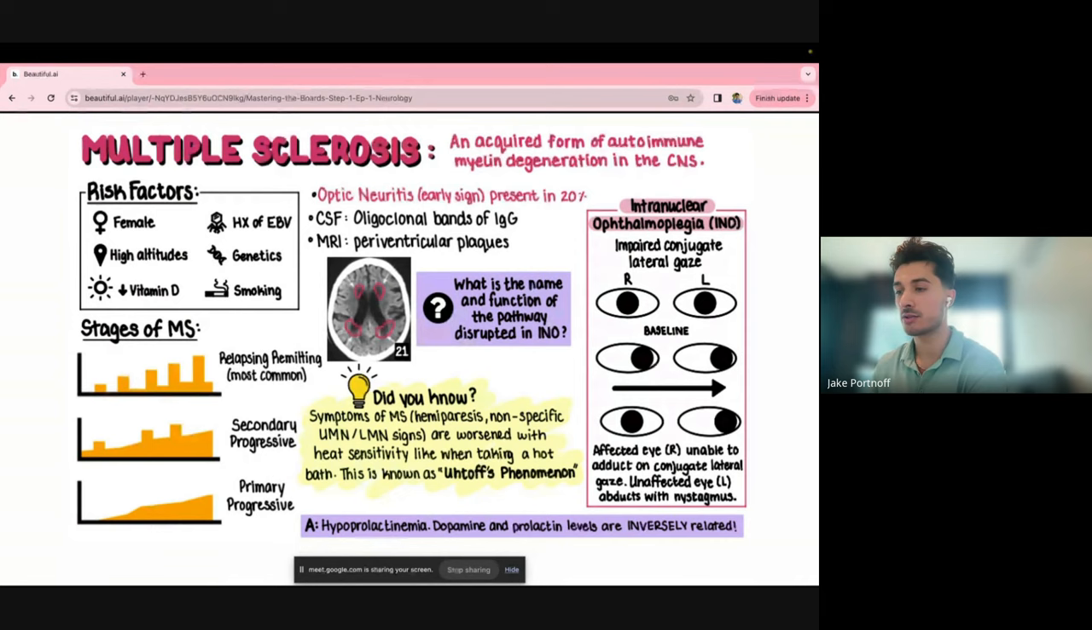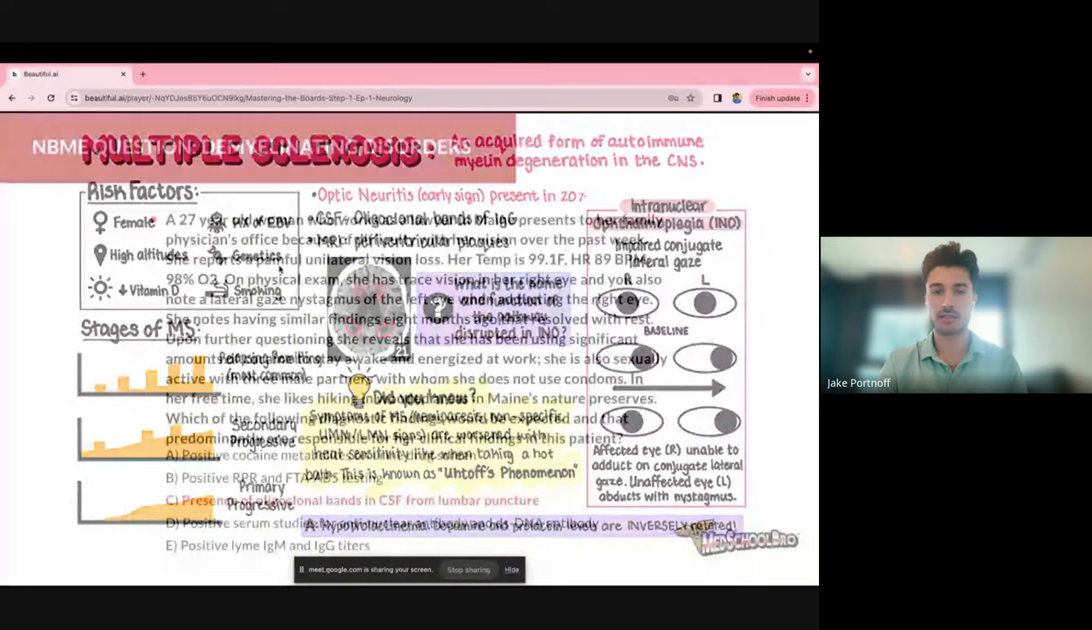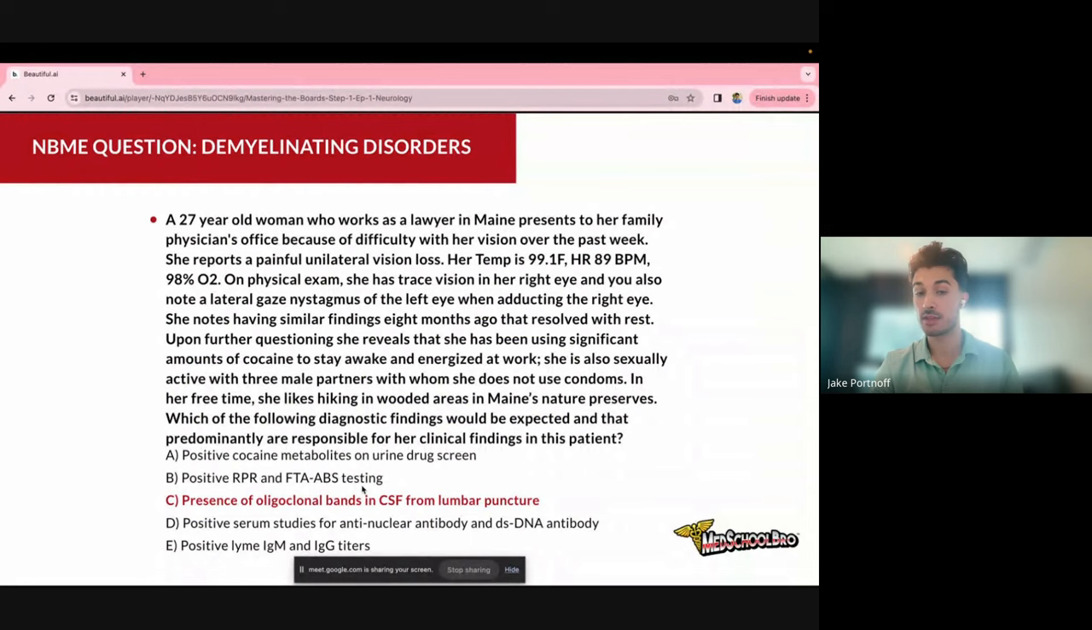Now, if we quickly go through the other ones, positive RPR and FTA-ABS testing, this is syphilis, guys. When you're thinking about syphilis, reminder that we have our primary, secondary, latent, and tertiary phases. Syphilis, painless chancre, is going to be the first lesion that you see in a primary. And then the other thing that they like testing, guys, is your tertiary syphilis. And I want to bring back a neuro tie-in, and that's Tabes dorsalis. In your tertiary syphilis, guys, you can get something called Tabes dorsalis, which knocks out your dorsal columns.